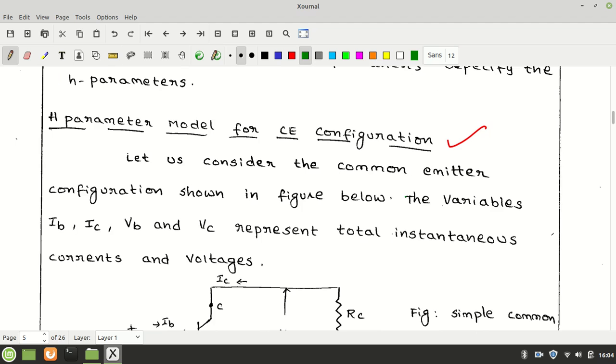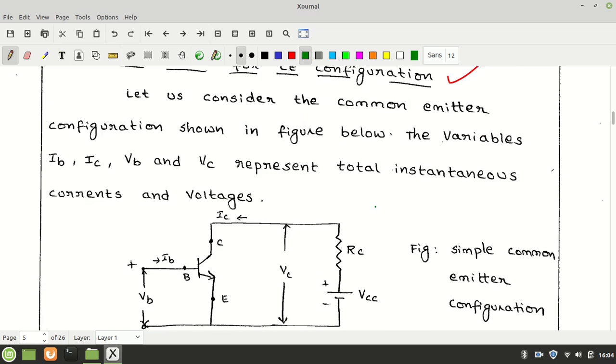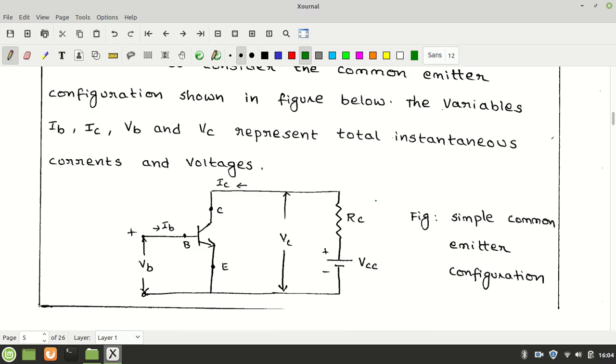The most important study of the H parameter is about the CE configuration, because CE mode is used for the actual amplification purpose. So we should be interested in the H parameter model of the CE configuration. So the CE model, again, is drawn here.